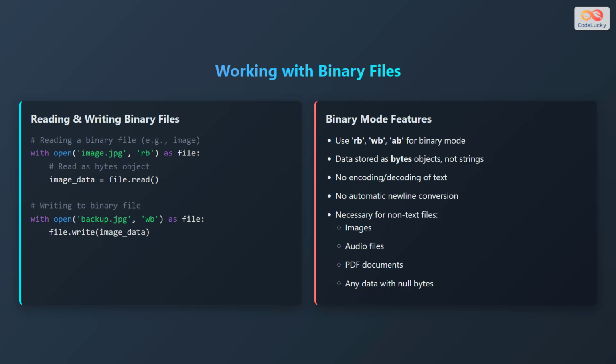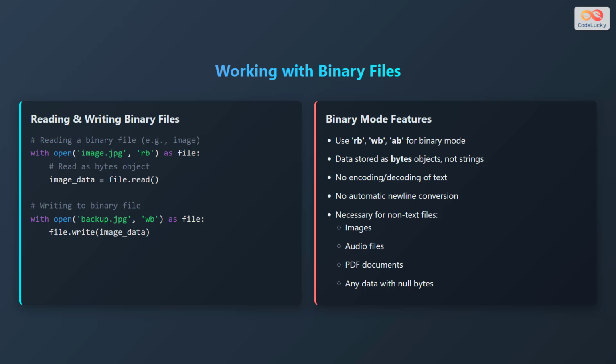Let us find out how to work with binary files in Python. On the left, the code shows how to read a binary file, such as an image, using the rb mode. The data is read as a bytes object. Similarly, you can write to a binary file using the wb mode.